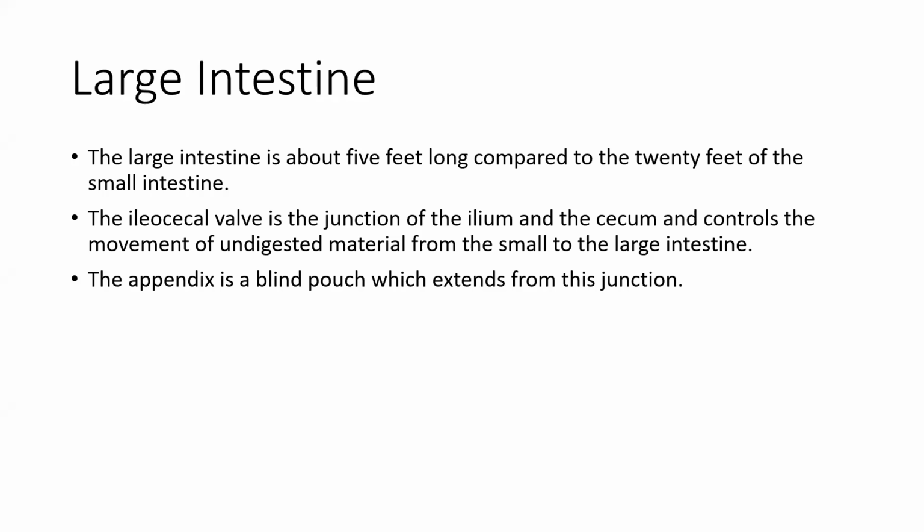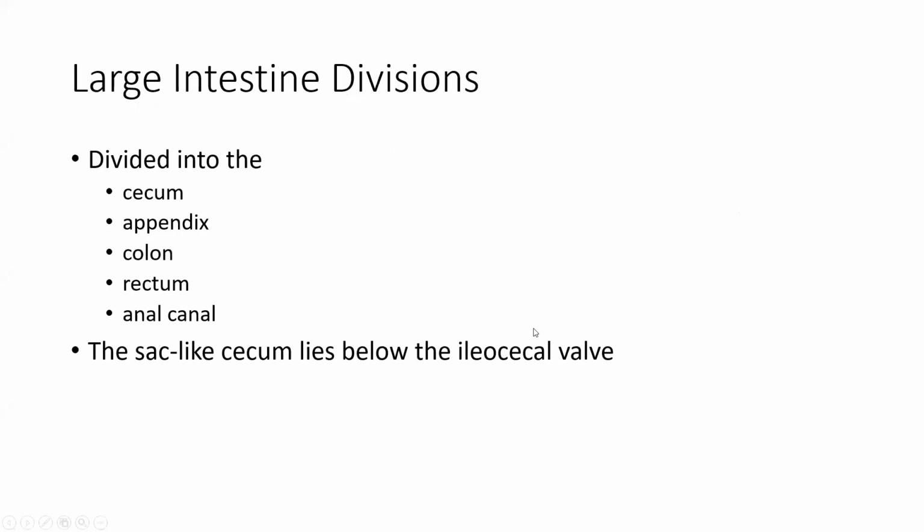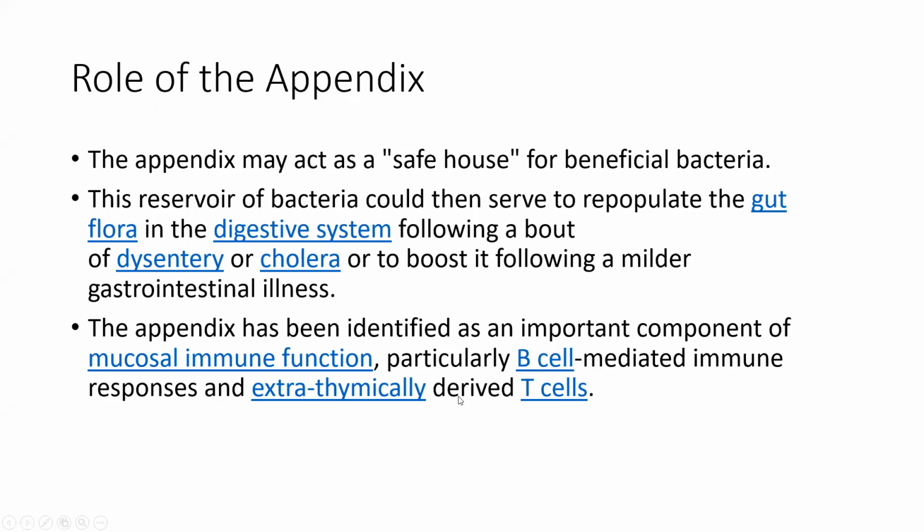Our tonsils are designed to become inflamed or infected to alert our immune system. And the appendix plays a similar role for us in here. We see the cecum, the appendix, the colon, the rectum, the anal canal, and the anus. And we see the cecum is below the ileocecal valve. And we have the appendix coming off of here. Now, the appendix has a role. The appendix may be a reservoir for bacteria.